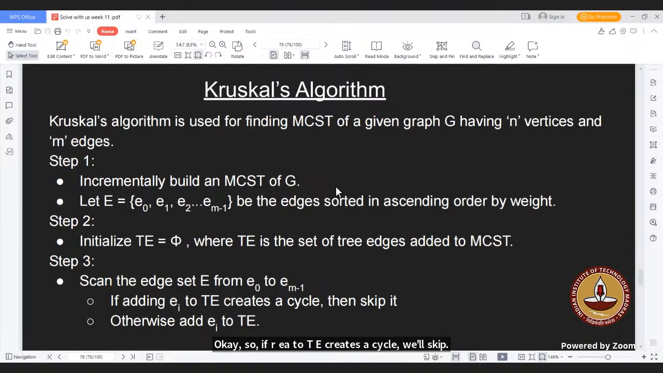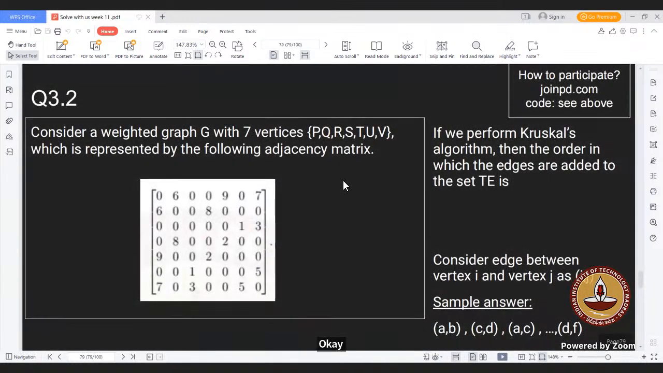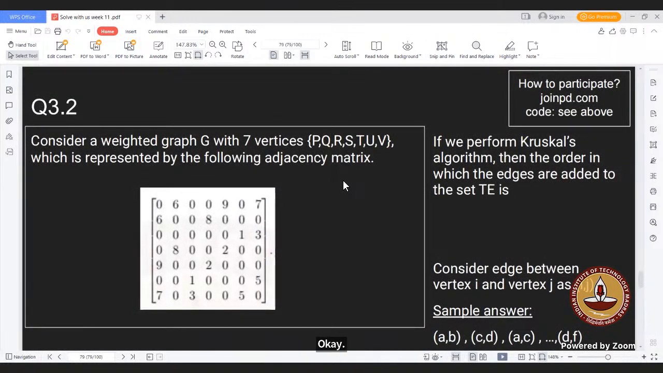Again, this is the given adjacency matrix. I think this is the last question. So do you want the graph, or will you just write the graph and then solve it? I mean, you want the graph, sir.